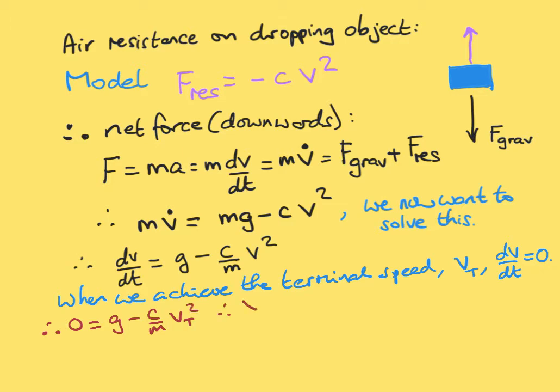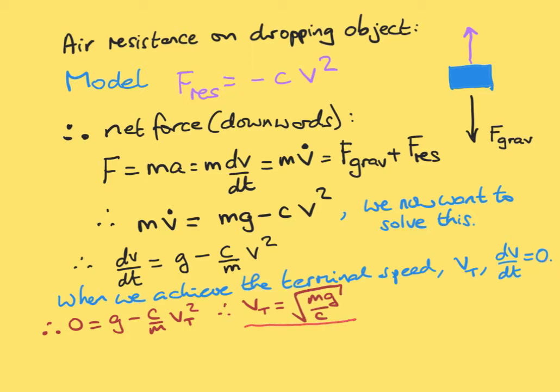So therefore Vt, our terminal speed, just bringing this over to this side and multiplying both sides by m and dividing both sides by c, and then we take the square root. So Vt is the square root of mg over c. So that is the terminal speed.